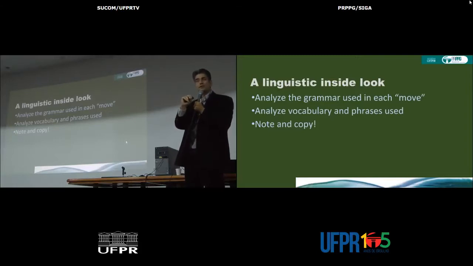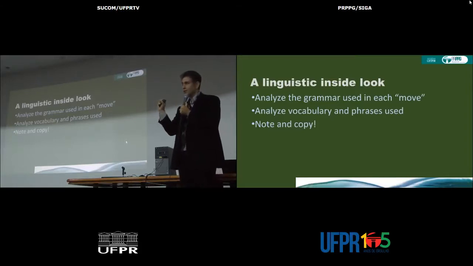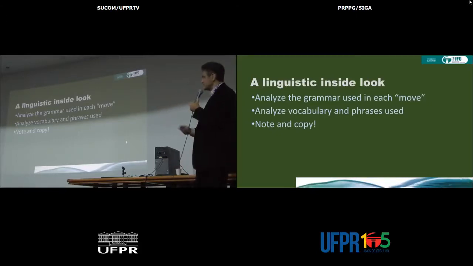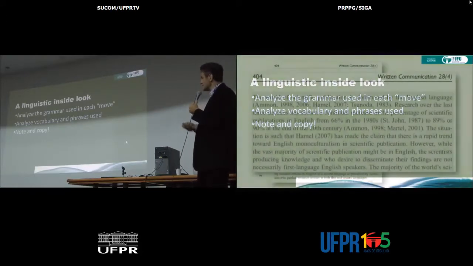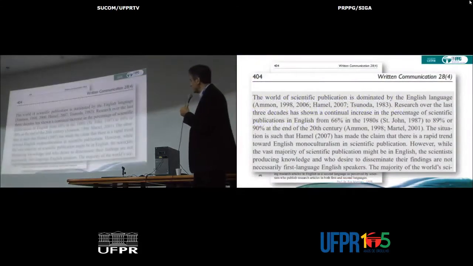Don't be afraid to look at how they're writing, the words they're using, and write these words down and copy that. Don't copy ideas, but copy the way people write those ideas. So, for example, here, we saw this already. You've read this already.